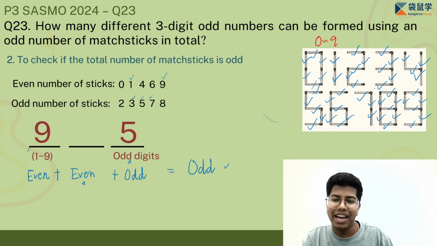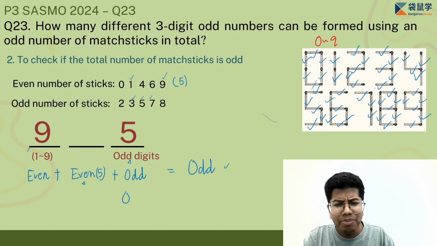So for even here, how many possibilities do I have? Here, I have 5 possibilities for even. So let me highlight it for you. This is just 5. Now, this is simply odd.